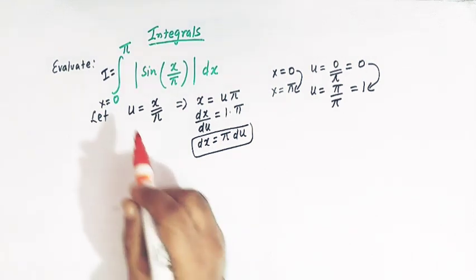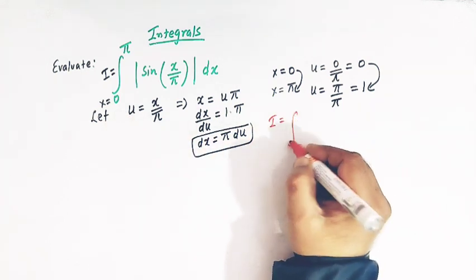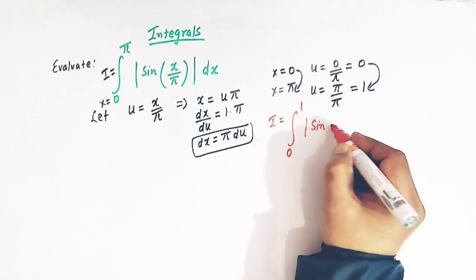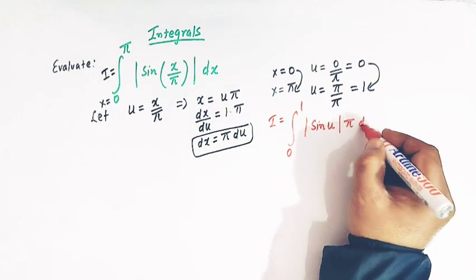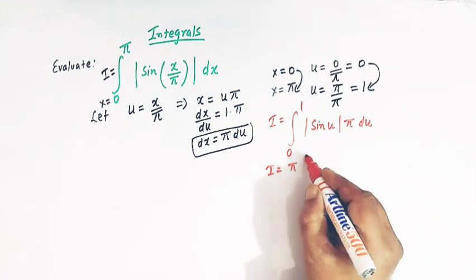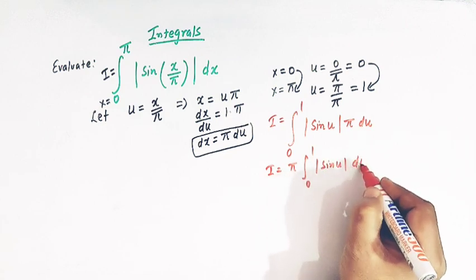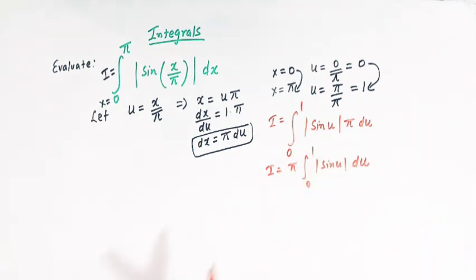So now let us rewrite this integral in terms of u. So we have the limits now 0 to 1, right? And we have mod of sine u, and here for dx we can now write pi du. Taking this pi outside the integral, being a constant, so we have 0 to 1 mod of sine u and du, right?